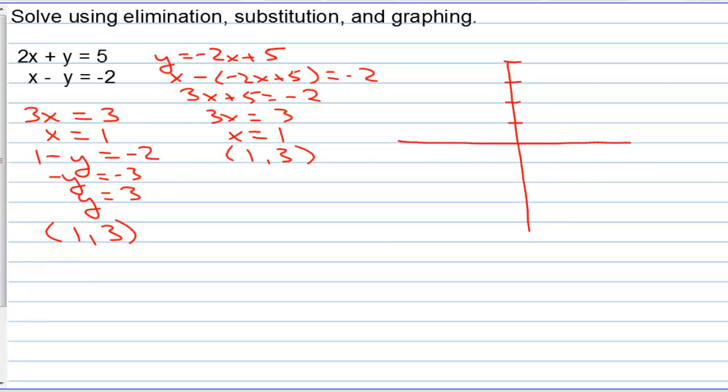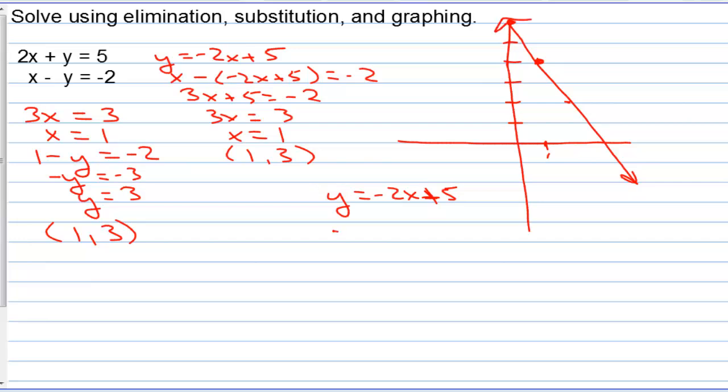And then solve by graphing. 1, 2, 3, 4. I think I have to go up to 5. But we have y equals negative 2x plus 5. So that's a y-intercept of 5, down 1, 2, and right 1. There's 1, so there. Down 1, 2, and right 1. So we already know the answer, but this would be by graphing.